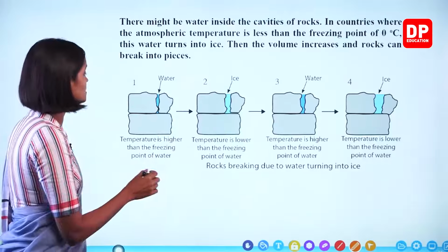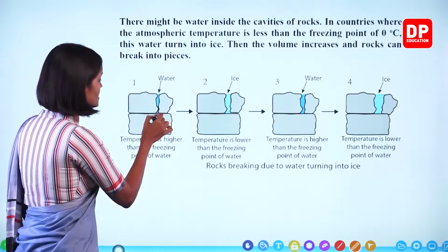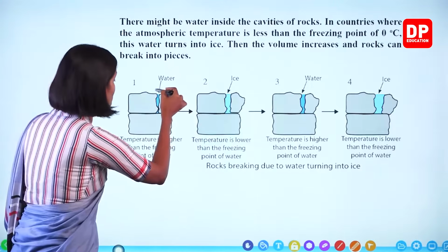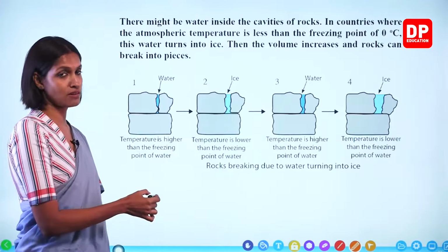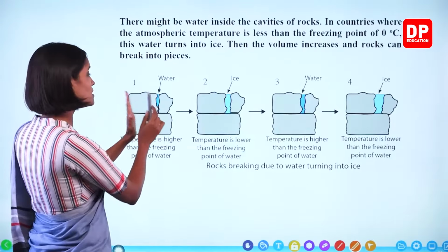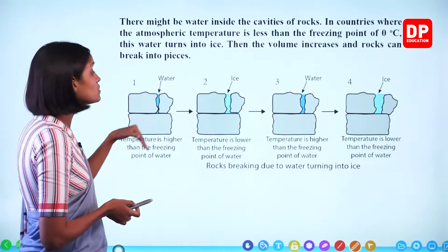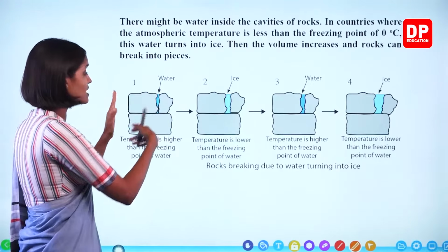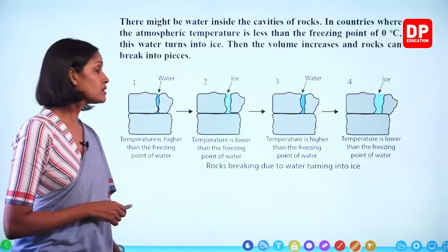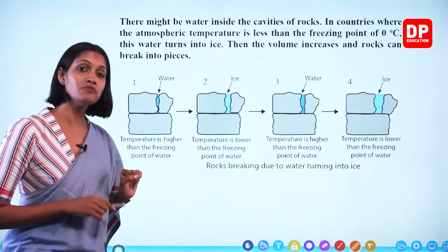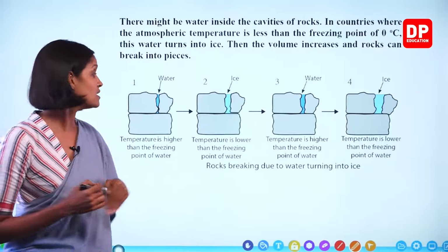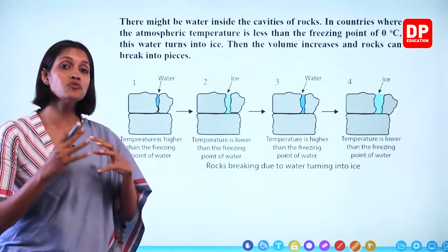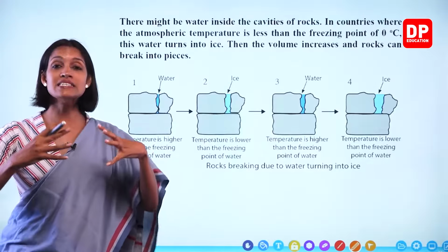Just imagine there's a cavity like this, and during the rainy season this cavity gets filled with water. If a certain amount of water is trapped in this cavity, during the winter season what will happen, children? It will freeze and turn into ice. Now a nice thing happens, children. Water has this specific quality: when the water freezes, when the water turns into ice, its volume increases, its size increases.